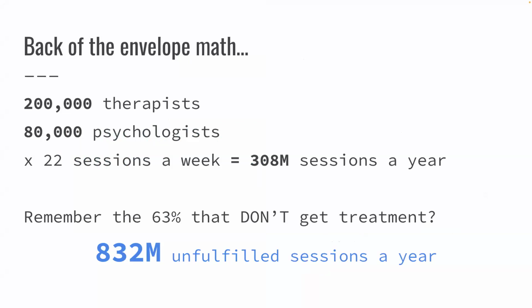And we ran some back of the envelope math. There's about 280,000 licensed therapists and psychologists in the US, 25 sessions a week, call it 22. We're at about 300 million sessions a year. And the problem we run into is that 63% aren't getting treatment. So it leaves on the table north of 800 million unfilled sessions a year. And this is for the simple parity of the hour-long sessions.